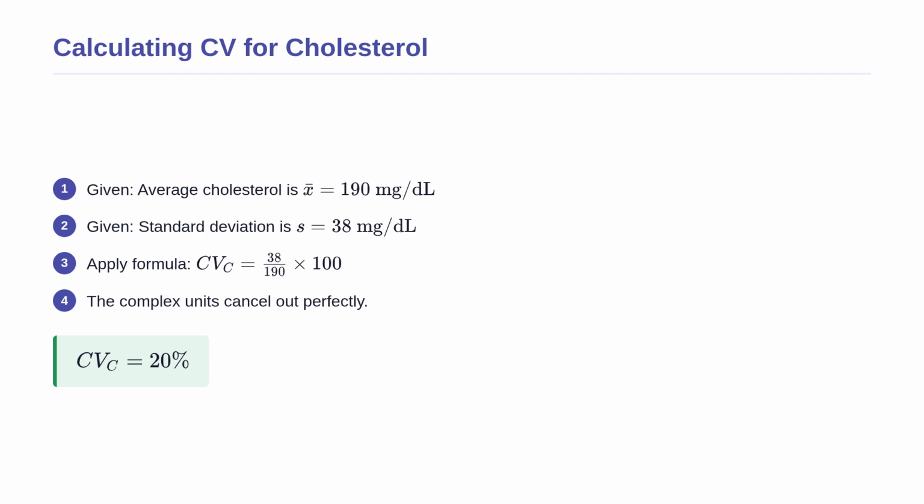Comparing the two, height has a CV of roughly 6%, while cholesterol is at 20%. This tells the biostatistician that cholesterol levels are far more variable and scattered than physical height, which makes perfect biological sense given the impact of diet and lifestyle.